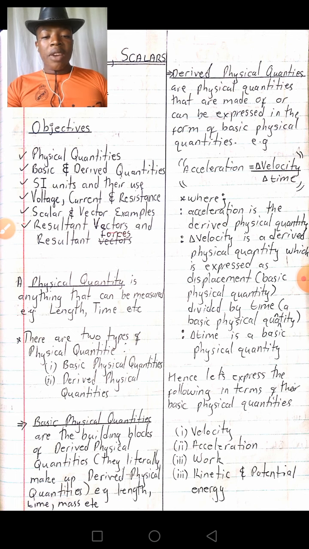Delta velocity is a derived physical quantity as well, which is furthermore expressed as displacement, which is a basic physical quantity, divided by time, which is also another basic physical quantity. Delta time is a basic physical quantity as well. Now, I'm not going to go deep into this, but I just wanted to show you where we start from. But I'm going to relook at acceleration in the following examples. Hence, let's express the following in terms of their basic physical quantities. We've got velocity, acceleration, work, kinetic energy, and potential energy. Moving on to the next page.